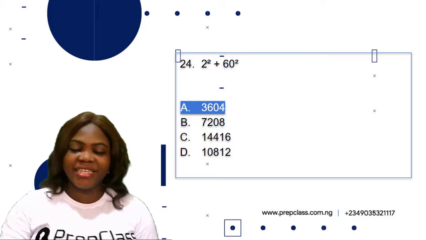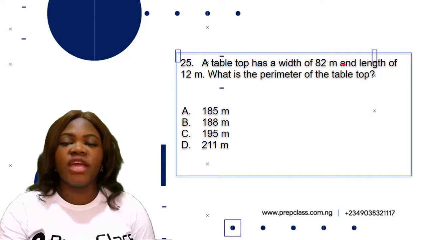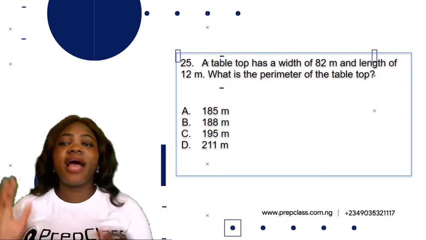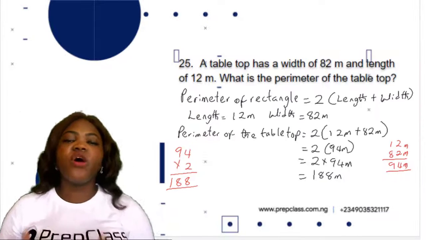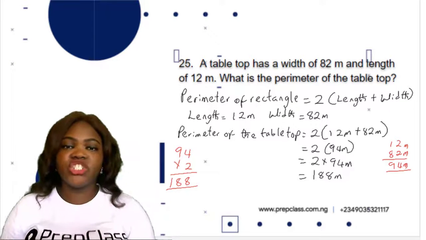3,604. Check. Question 25. A tabletop has a width of 82 meters and length of 12 meters. What is the perimeter of the tabletop? First of all, what does perimeter mean? Perimeter is the distance around a shape.